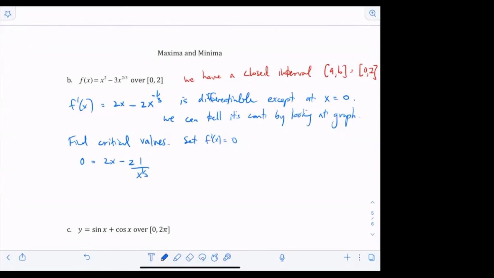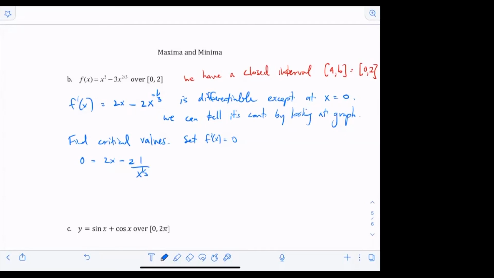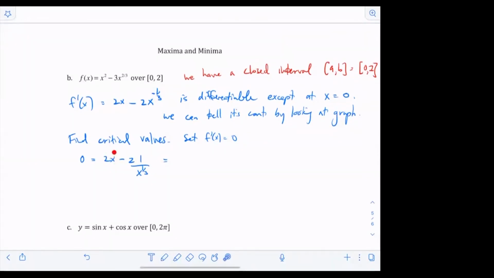And then I think what I'll do next is I'll put this under a common denominator. So when I put this under a common denominator, I basically want to take this 2x and multiply top and bottom by x to the 1/3 power. So that's going to be 2 times x times x to the 1/3 power all over x to the 1/3. So that first guy is not changing. The second guy already has the denominator, so that's going to be minus 2 over x to the 1/3 power.